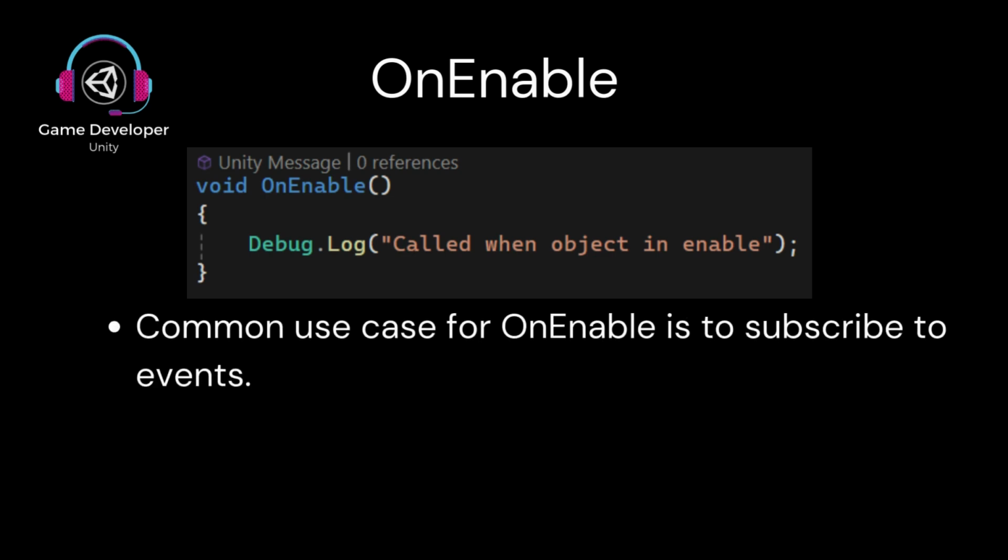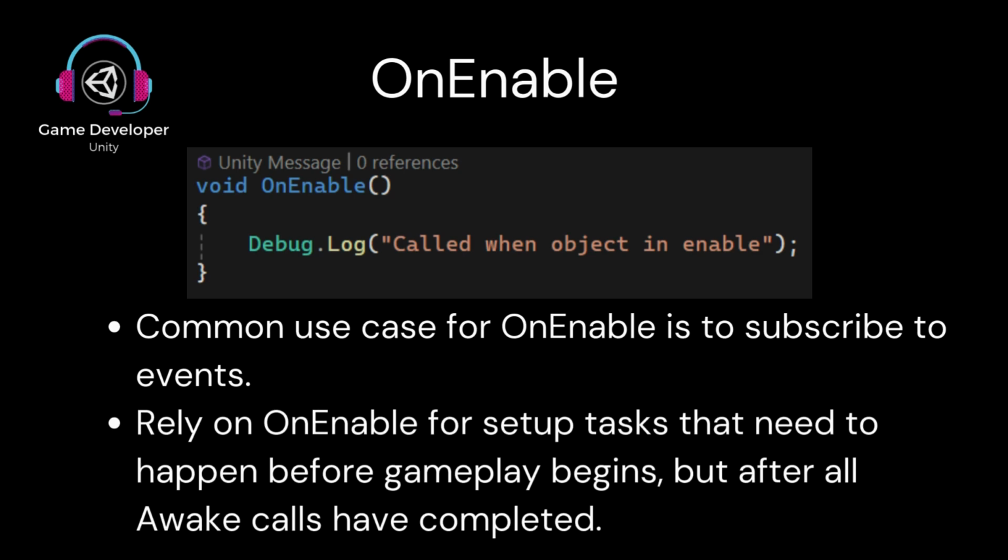A common use case for OnEnable is to subscribe to events. This ensures that the script can respond to events whenever it is active. OnEnable is called after Awake, but before Start. This means you can rely on OnEnable for setup tasks that need to happen before gameplay begins, but after all Awake calls have completed.